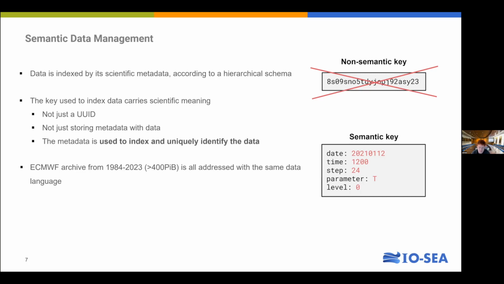Our tape archive called MARS, currently the largest meteorological archive in the world, stores over 400 petabytes of data, and every single byte of it is addressed using a language, a hierarchical schema which describes our data. So you can find any data in MARS using a semantic scientific key.